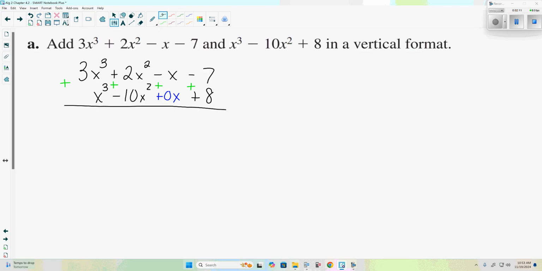And now we're just going to add. 3x cubed plus x cubed is 4x cubed. 2x squared plus negative 10x squared, 2x squared minus 10x squared, 2 minus 10 would be negative 8x squared. Negative x plus 0x, negative x. Negative 7 plus 8, plus 1. That's it.